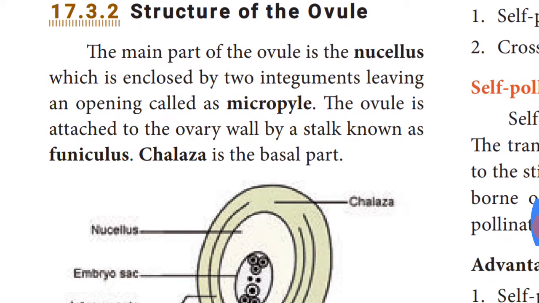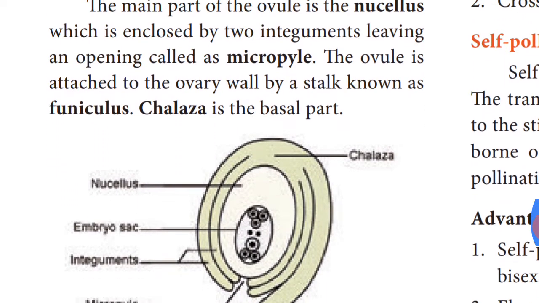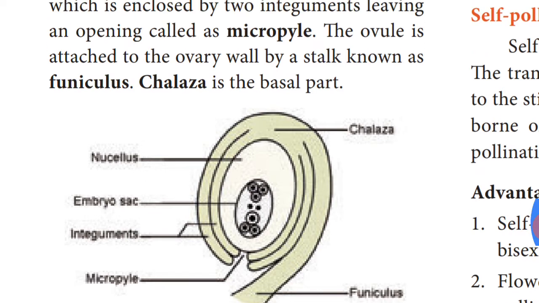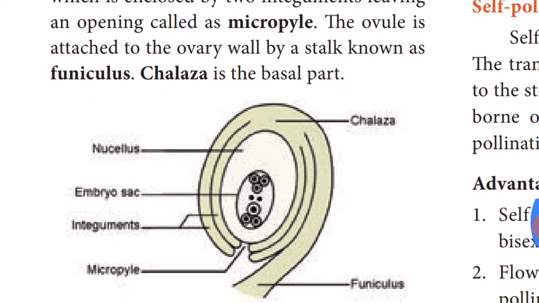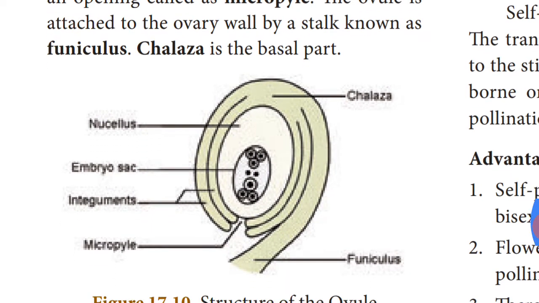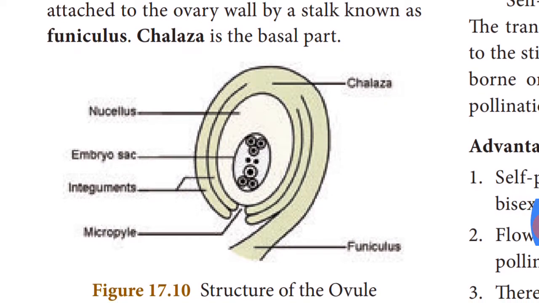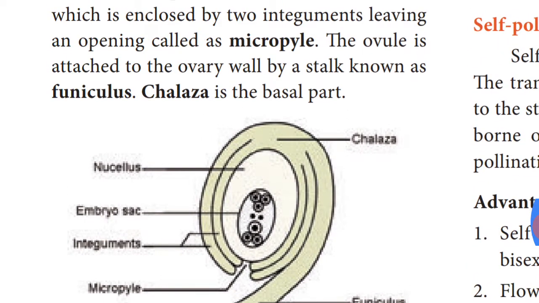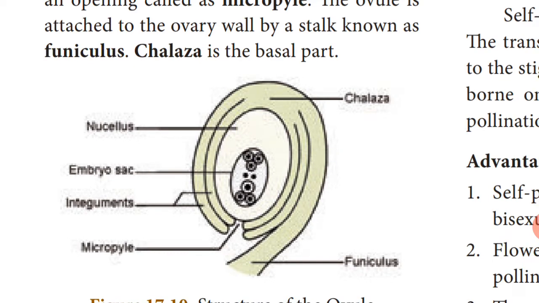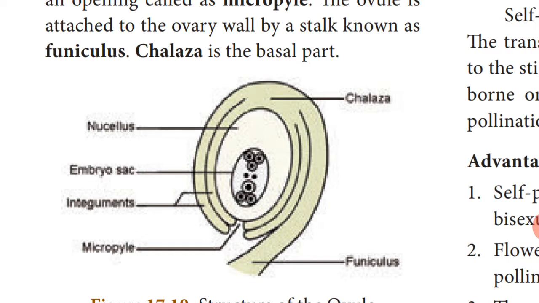Now we can discuss the structure of the ovule. The ovule contains a mass of cells called the nucellus. See in that picture, the white center is called the nucellus. The nucellus is covered by two layers called integuments. These integuments leave a pore in the center. That pore is called the micropyle. What is the use of this micropyle? The pollen tube enters through this micropyle only.